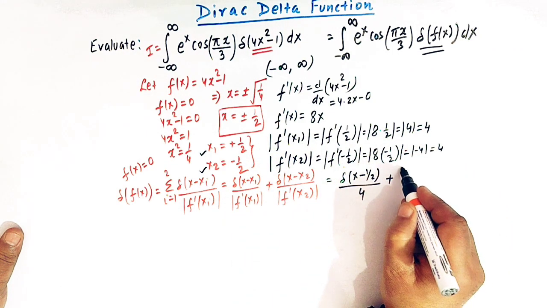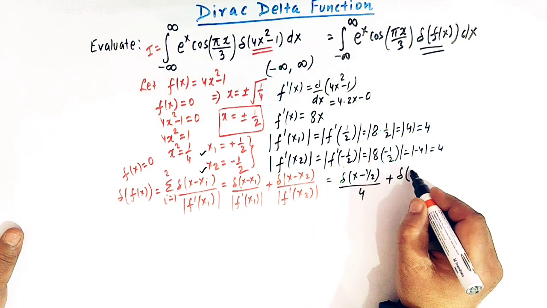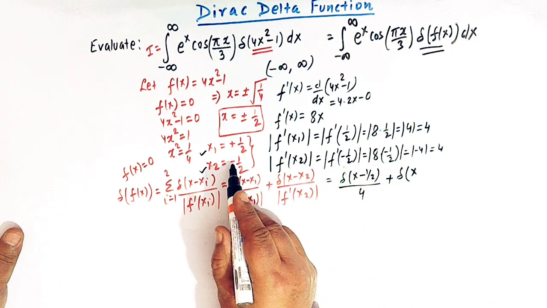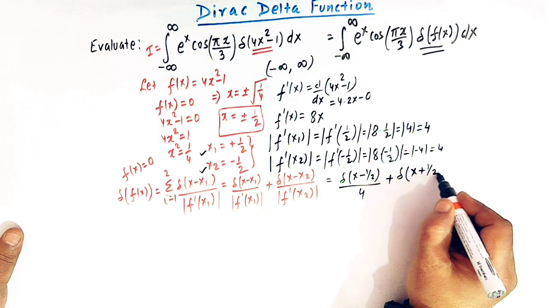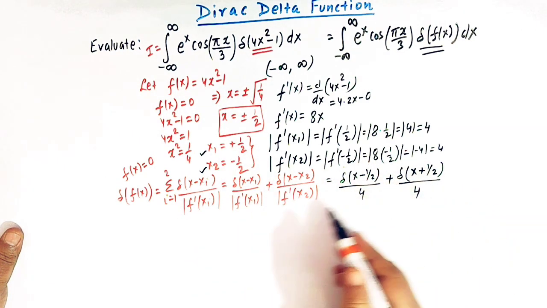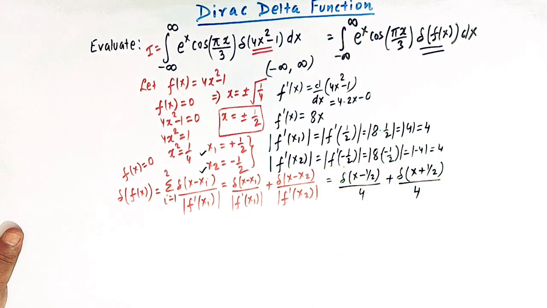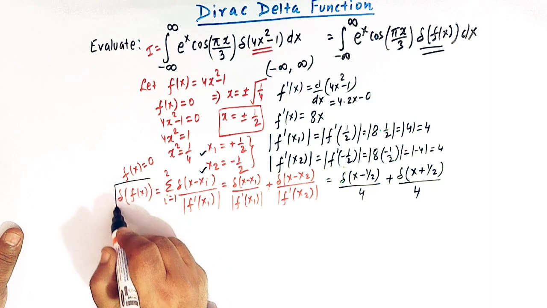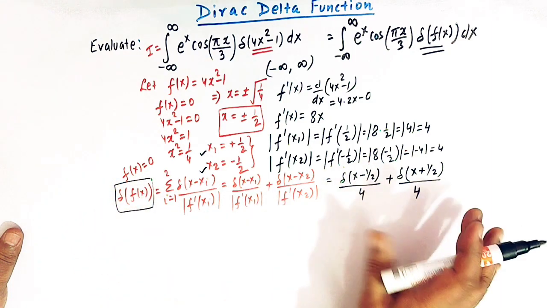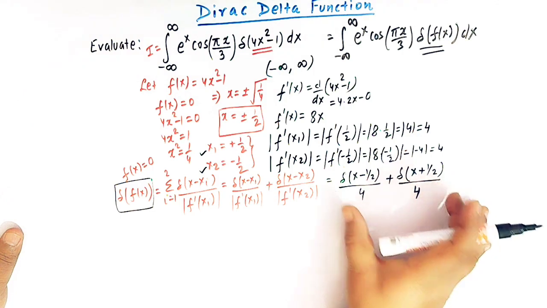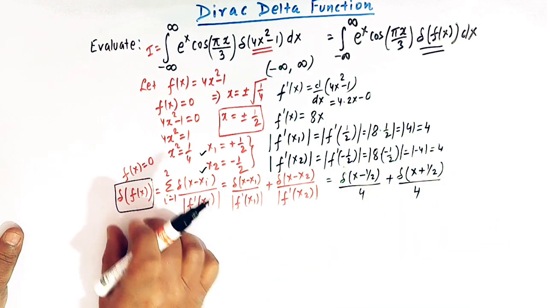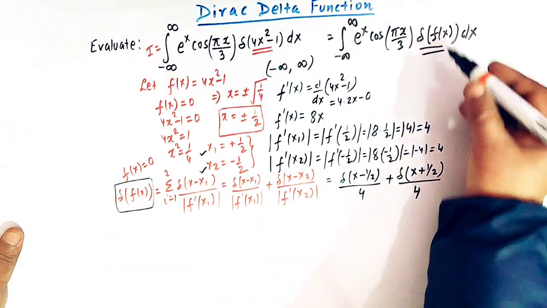Then we have delta of x minus x2. So x2 is minus half, so minus and minus becomes plus. So here we have half, and here we have mod of f prime of x2 as 4. So the value of delta of f of x is given by this expression. So let us substitute this value in this integral.